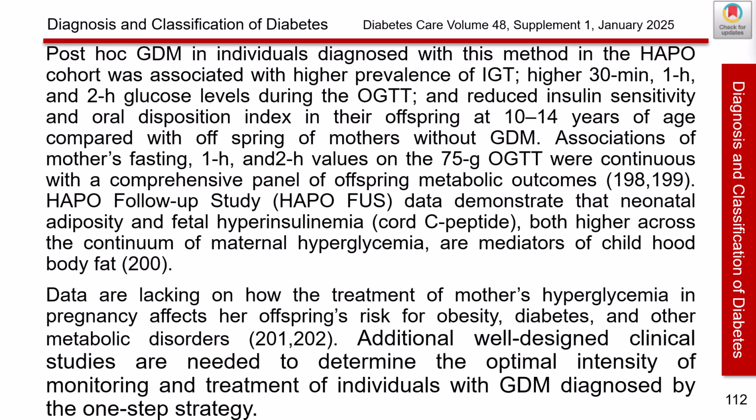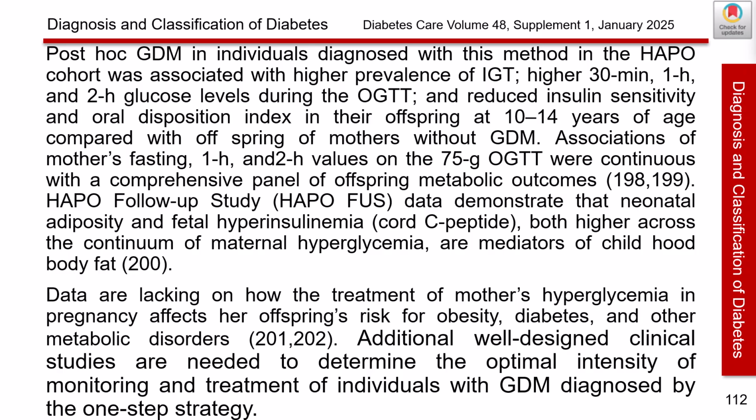Post-hoc gestational diabetes mellitus in individuals diagnosed with this method in the Hyperglycemia and Adverse Pregnancy Outcome cohort was associated with higher prevalence of impaired glucose tolerance, higher 30 minutes, 1 hour, and 2 hours glucose levels during the oral glucose tolerance test, and reduced insulin sensitivity and oral disposition index in their offspring at 10 to 14 years of age compared with offspring of mothers without gestational diabetes mellitus. Associations of mothers' fasting, 1 hour, and 2 hours values on the 75 grams oral glucose tolerance test were continuous with a comprehensive panel of offspring metabolic outcomes.